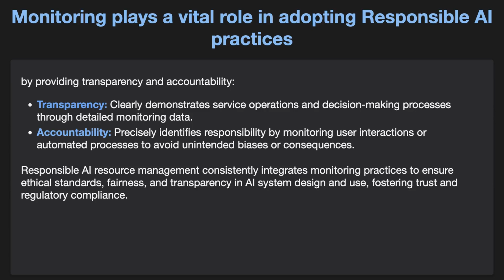Monitoring plays a vital role in adopting responsible AI practices by providing transparency and accountability. Transparency clearly demonstrates service operations and decision-making processes through detailed monitoring data. Accountability precisely identifies responsibility by monitoring user interactions or automated processes to avoid unintended biases or consequences. Responsible AI resource management consistently integrates monitoring practices to ensure ethical standards, fairness, and transparency in AI system design and use, fostering trust and regulatory compliance.